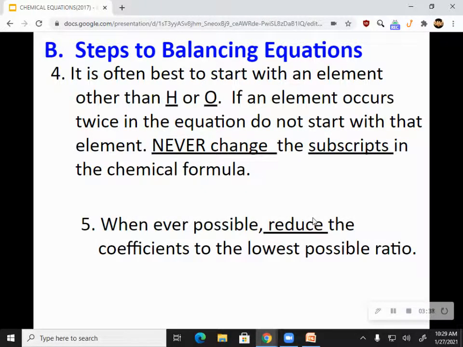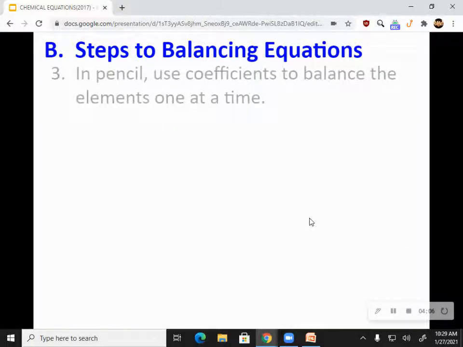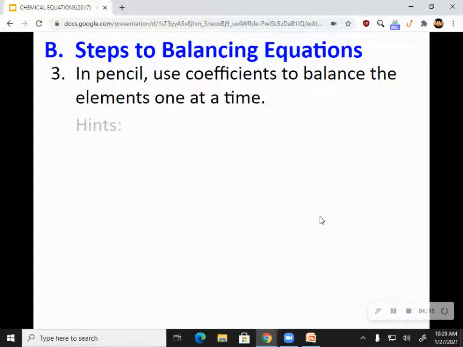Whenever it is possible, we reduce to the lowest possible ratio, just like we talked about with our empirical formula. We don't want to have something like 10, 12, 14, and 16, because those can be reduced easily by 2. We want to keep the smallest numbers possible so that the ratio does not get out of control. In principle, we use the coefficients to balance the elements one at a time.